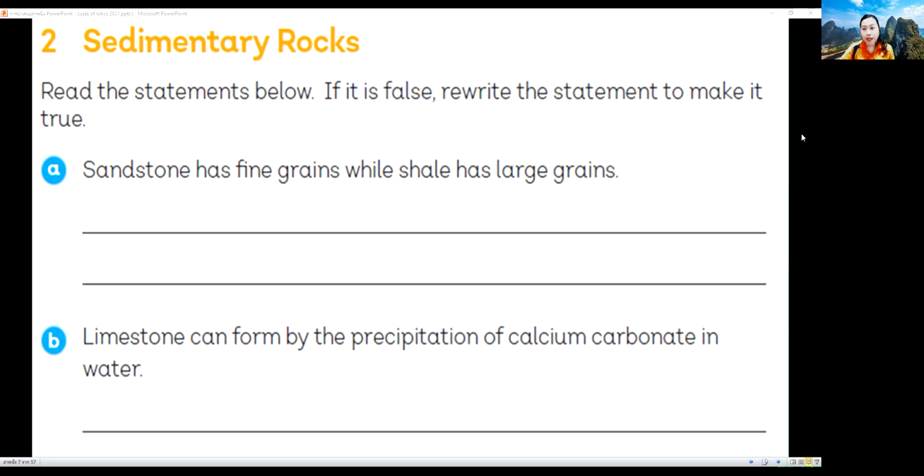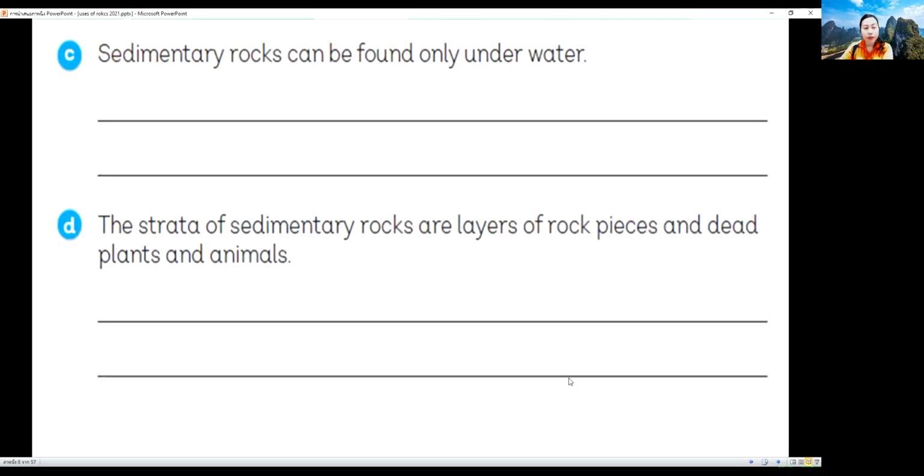Okay, so let's now have letter A and letter B. And then for letter C, let us finish for C and D before answering it, okay? For letter C, sedimentary rocks can be found only underwater. Is it true or not? If it's false or not true, write the correct statement here. What word does make the sentence incorrect or wrong? You have to write it here, okay?